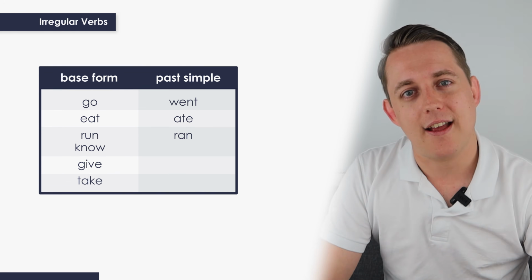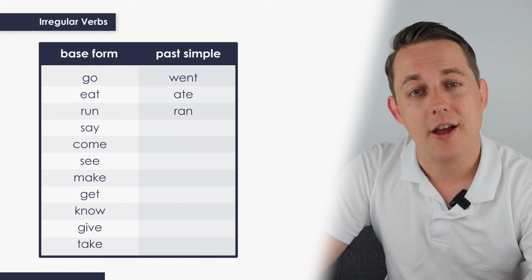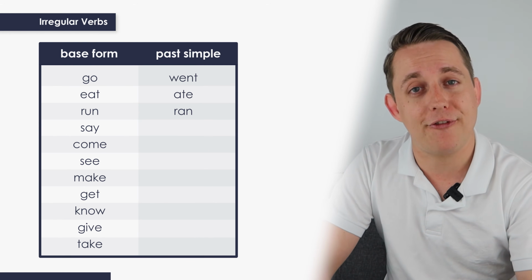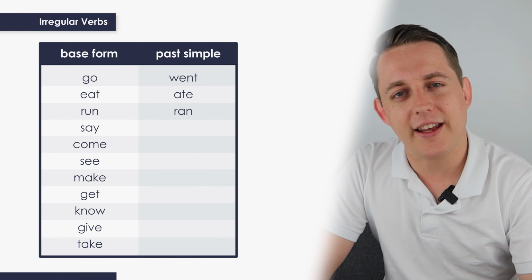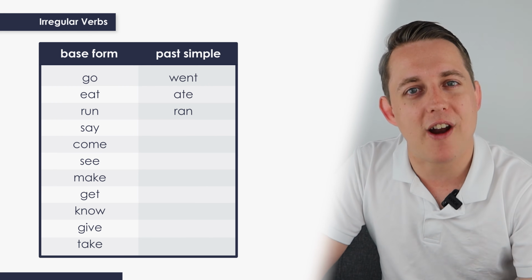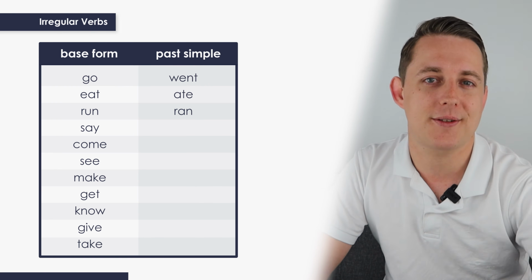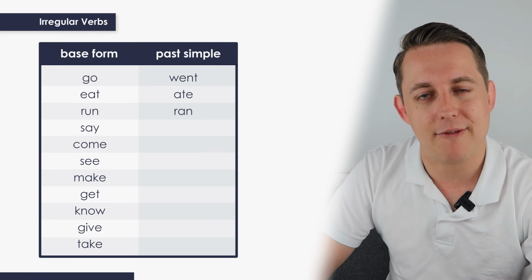Here are 8 base verbs. You're going to watch 8 clips from film and television, and I'd like you to look for the irregular past simple verbs. I'll give you the answer after each clip.